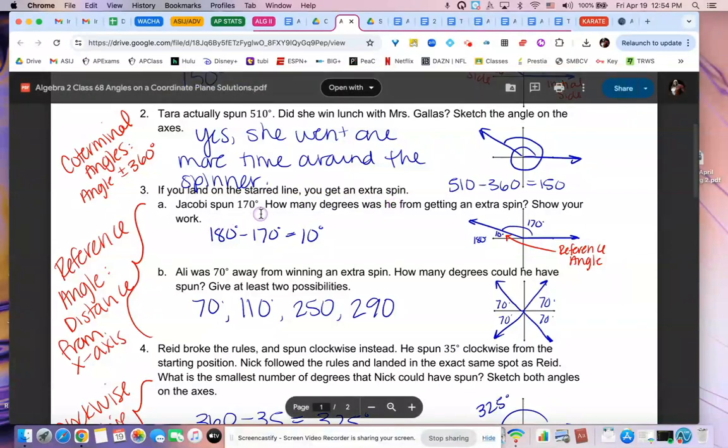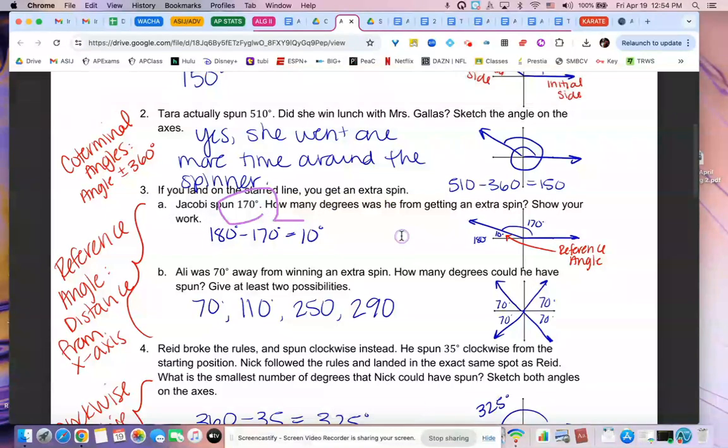So he spun 170. So how many degrees away from the extra spin was he? Well, we know the stars were on the ends. That's at 180. Jacoby spun 170. So that's 10 degrees away from getting all the way to half a circle, right? To getting all the way to the other side. So that's a 10-degree reference angle. That's how far away they were.